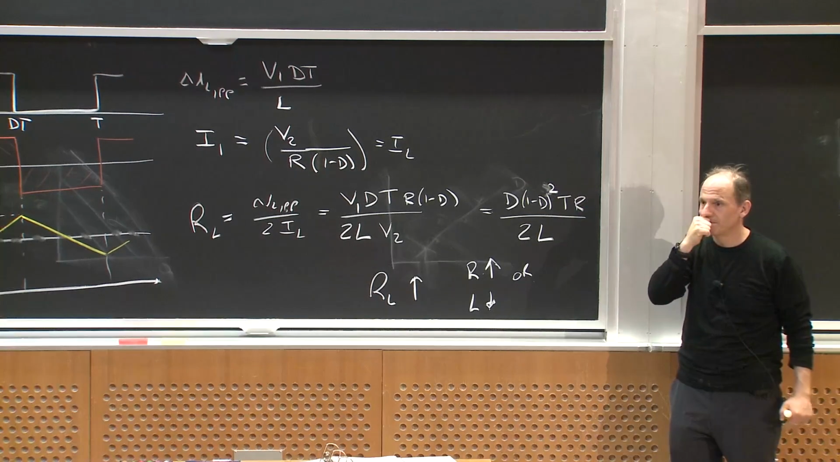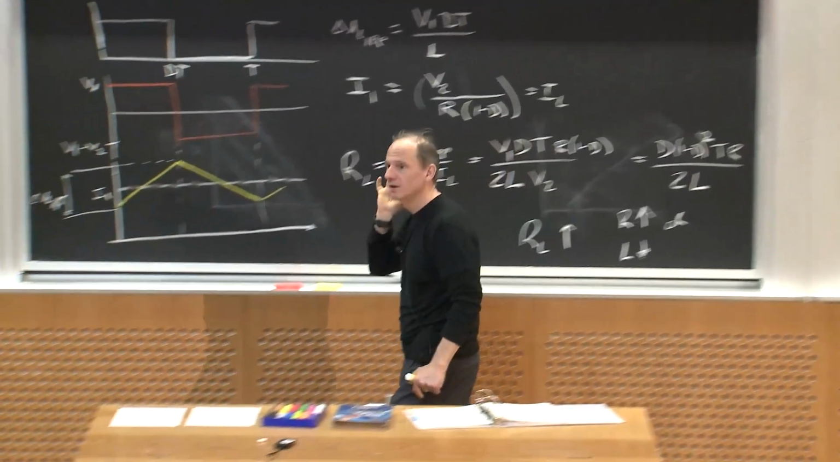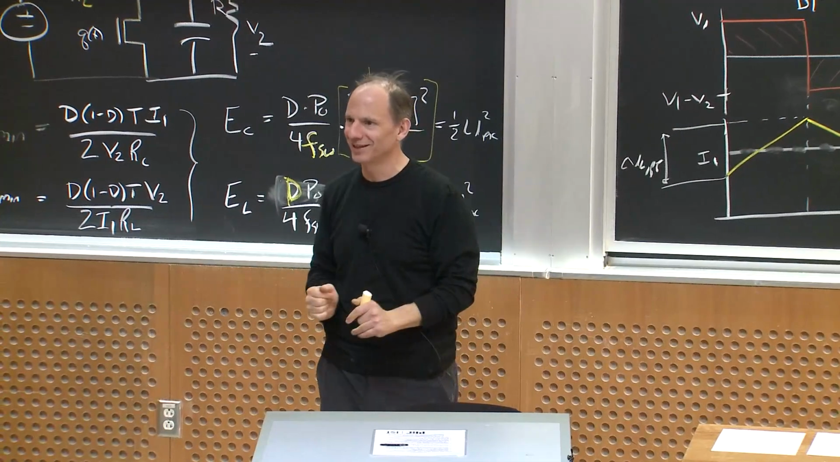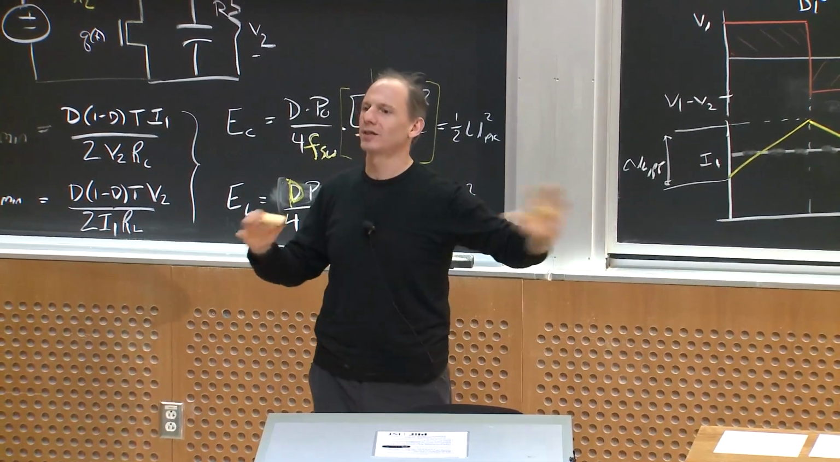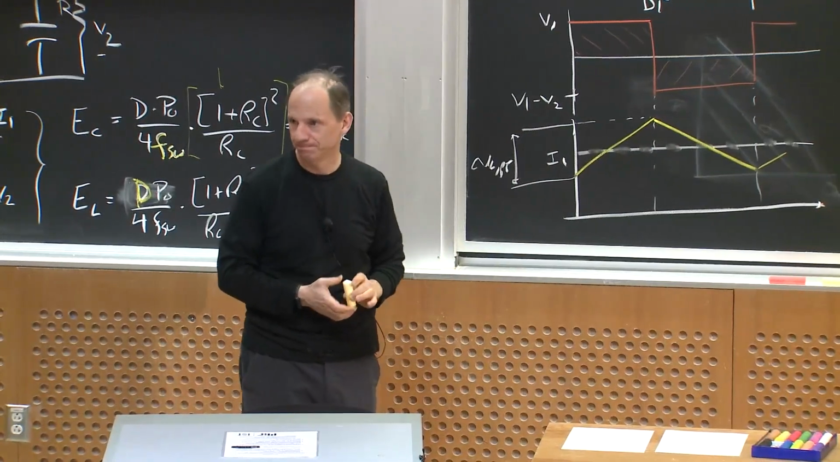Yeah. The DC values of the currents, are they ignoring loss? The DC values of the current ignoring loss? Yeah, there's no loss. This is a perfect converter. Everything's lossless. You throw in loss and things happen, right? Right now I'm treating everything as being perfect.